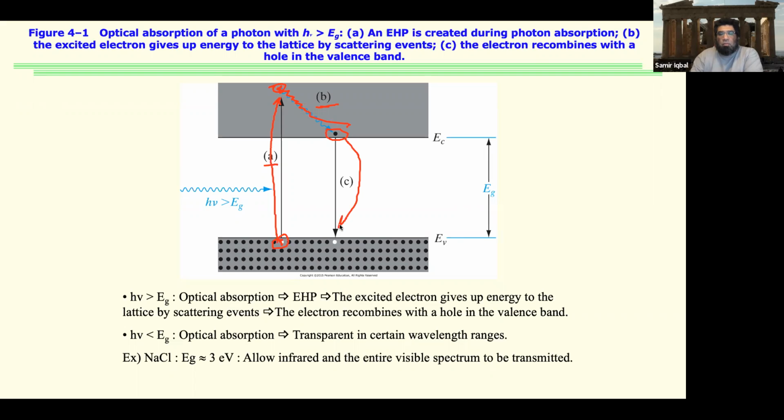That's the C part. When it goes back, what happens to the excess energy? Either that gets transmitted as wavelengths of a very specific energy level, which is equal to Eg, or it may just give out heat or vibration of the material. So we have to look at A, B, and C separately to understand the process of what we call optical absorption. There is very standard equipment that we use to do the whole process.